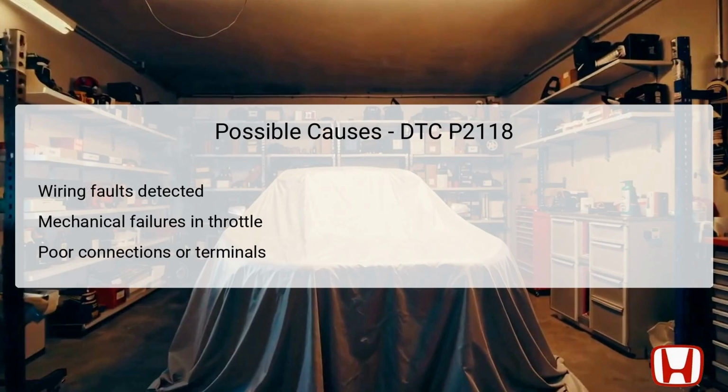Additionally, poor connections or loose terminals at the throttle body or PCM can cause intermittent communication failures, leading to performance issues and ultimately triggering the DTC. Regular inspections of these components and their connections can often preemptively catch problems before they escalate into more severe issues.